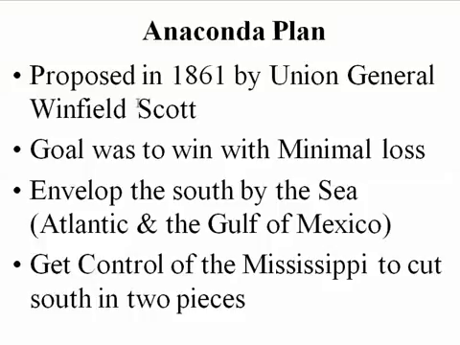His plan was called the Anaconda Plan. It was proposed by him at the beginning of the war, and the goal was to win with minimal loss. His plan was to envelop the South by the sea: put a blockade in the Atlantic Ocean, a blockade in the Gulf of Mexico, and then get control of the Mississippi River and cut the South into two pieces.